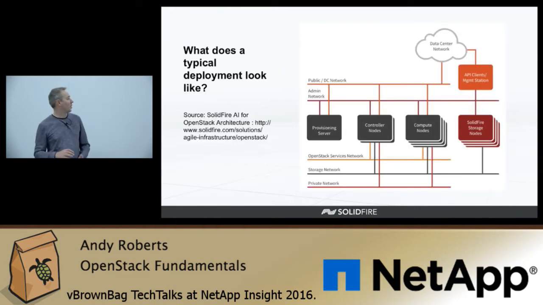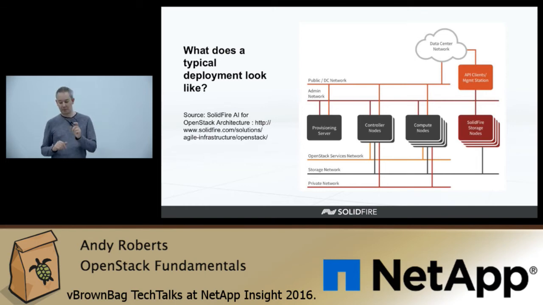So what does a typical OpenStack deployment look like? Usually what people start off doing is they deploy some kind of provisioning server or provisioning environment that's going to be used to kickstart and build the rest of the environment. That might be something as simple as a Linux box with PXE boot on it. There are also tools provided by vendors like Red Hat and Mirantis, with the Fuel product, that can help kickstart and build all that.